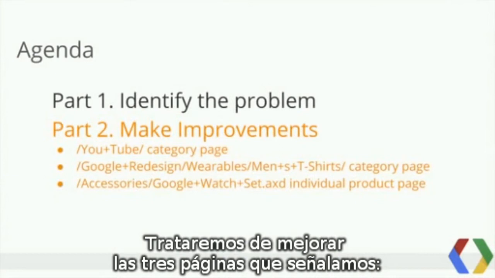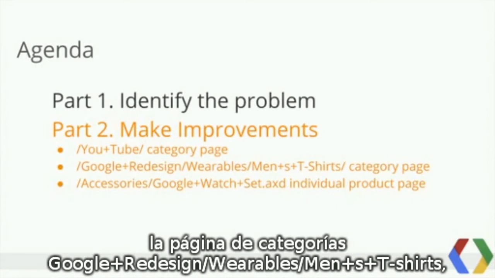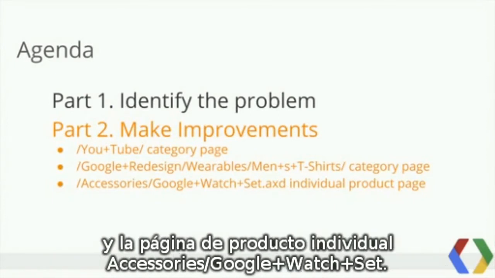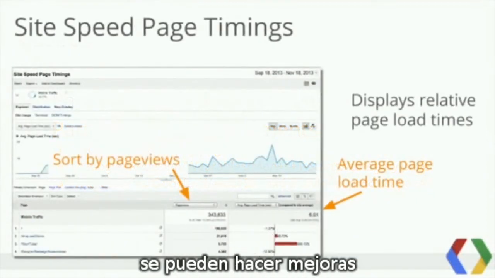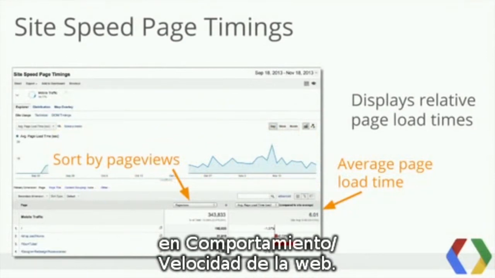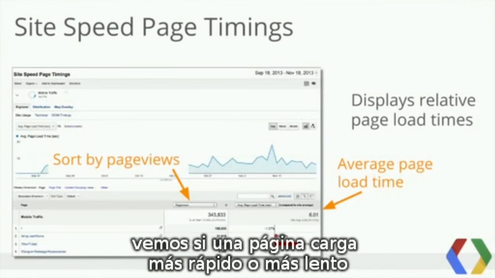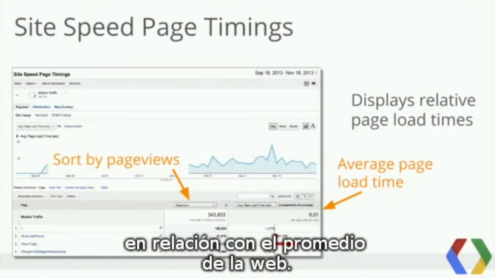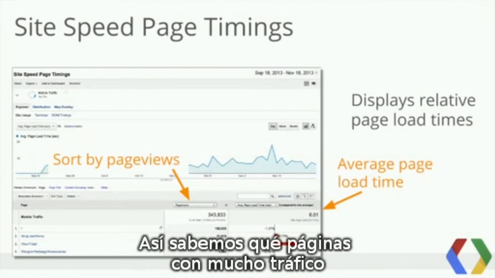We'll attempt to improve the 3 pages flagged earlier: the YouTube category page, the Google+Redesign Wearables Men's T-shirts category page, and the Accessories Google Watch Set individual product page. Especially when it comes to mobile, a great place to look for improvements is within Behavior, Site Speed. In the Site Speed page timing section, we can see whether a page loads slower or faster relative to the site's average.